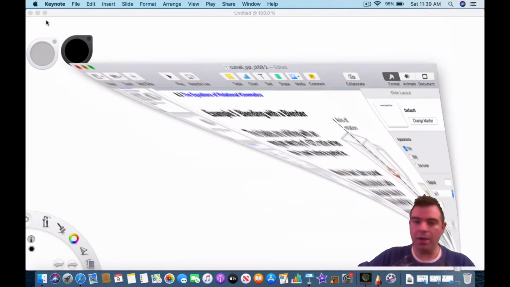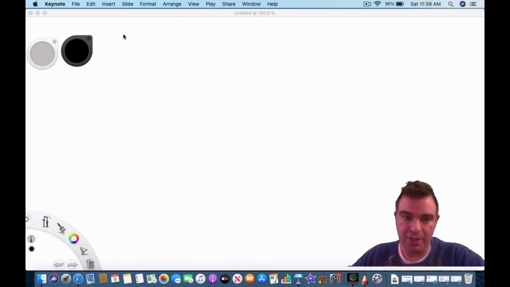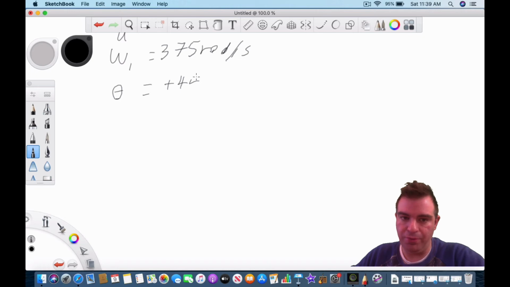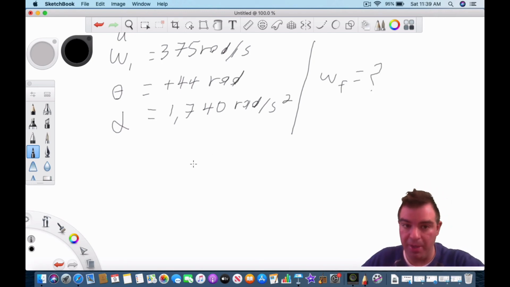So let's go back to our trusty sketchbook, and let's first write down the variables. The initial velocity, omega initial, is going to be 375 rad per second. Our angular displacement, which is a distance, is going to be positive 44 rad. And our angular acceleration is going to be 1,740 rad per second squared. They are asking us to find the final angular velocity. That is what the problem is asking us to do. So just like we said, we would have to use the timeless equation.